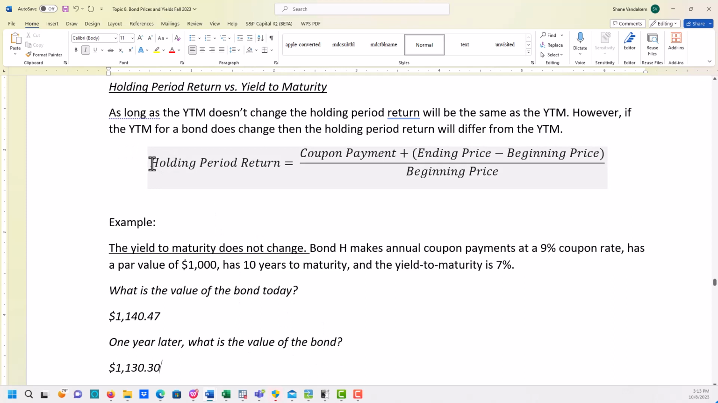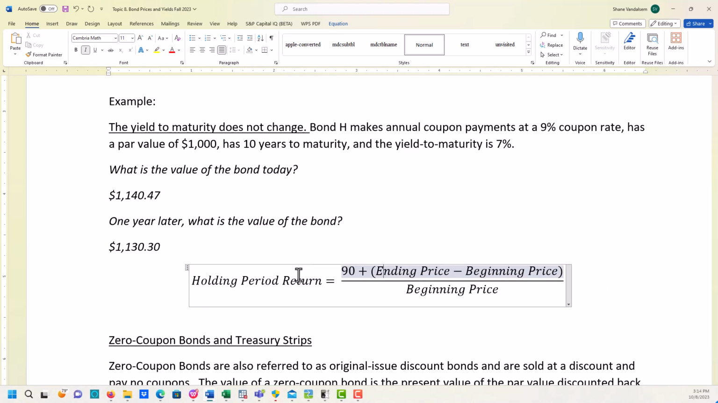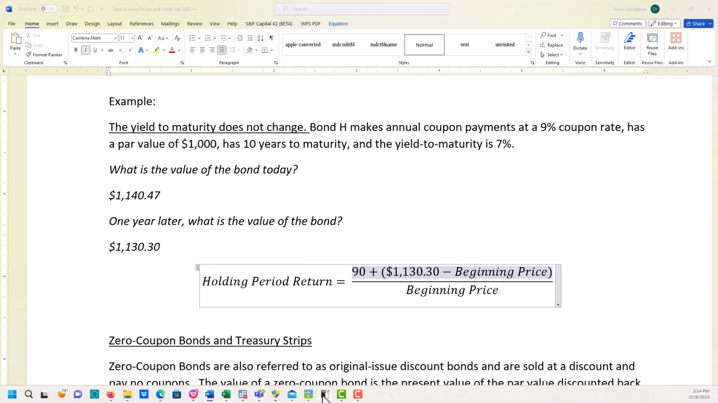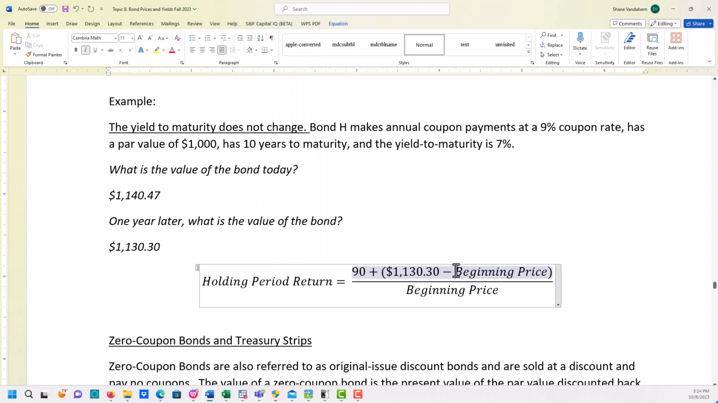So now what we're going to see is what the holding period return is. My holding period return is equal to the coupon payment. In this case, my coupon payment was $90. My ending price was $1,130.30. And my beginning price was $1,140.47.